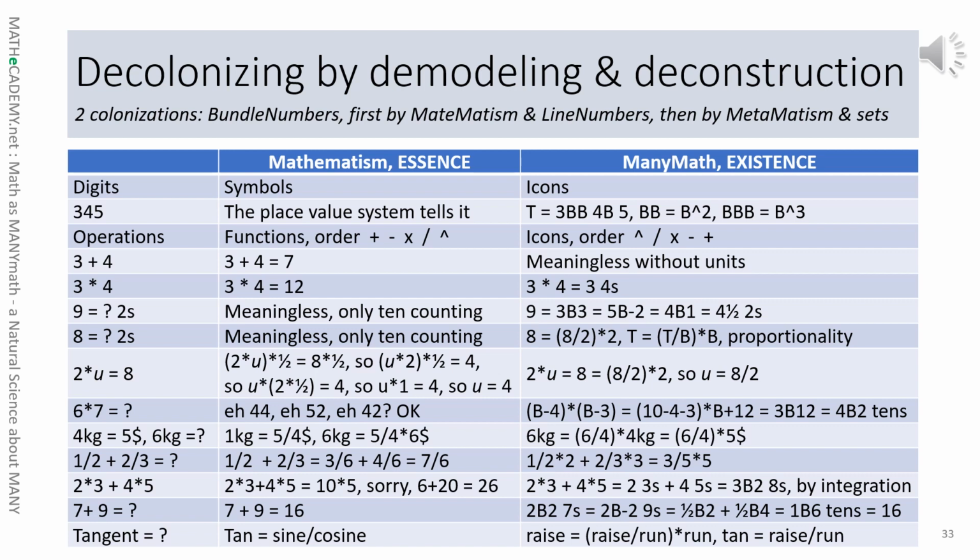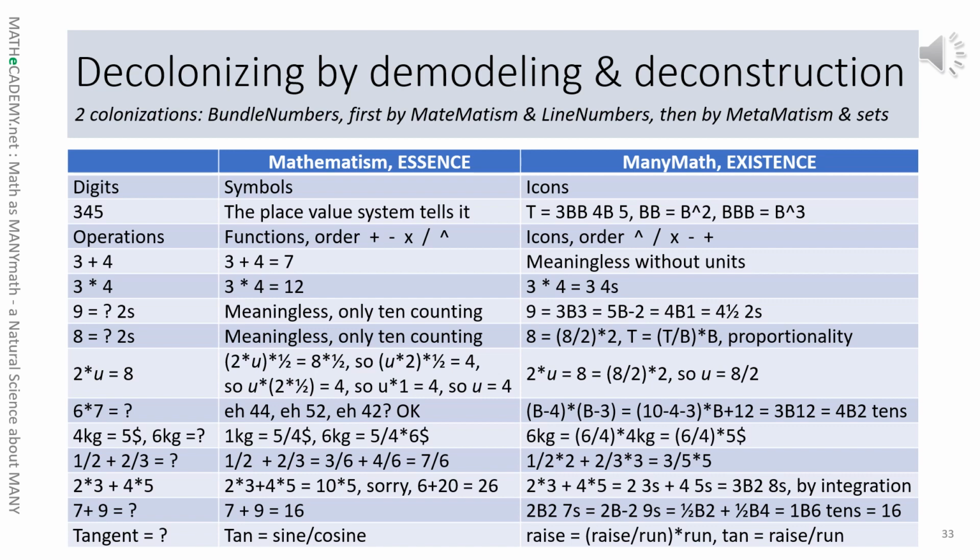8 is how many twos? Meaningless, only 10 counting is used. No, 8 is 8 over 2 times 2, and t is t over b times b, called recounting or proportionality. What is u, if 2 times u is 8? 2 multiplied with u, times 1/2, is 8 times 1/2. So u multiplied with 2, times 1/2, is 4. So u times 2 multiplied with 1/2 is 4. So u times 1 is 4. So u is 4. No, 2 times u is 8, that is 8 over 2 times 2, so u is 8 over 2.